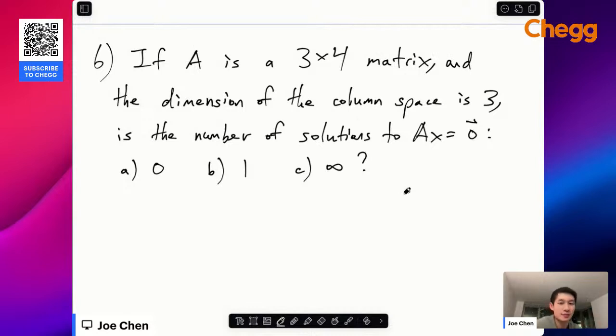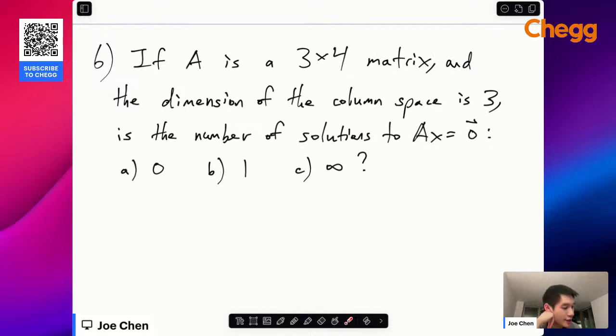Okay, so here's a multiple choice question. It's more conceptual, not a computation, but you might see some of these questions on your exam. So I want to go through a few of them.